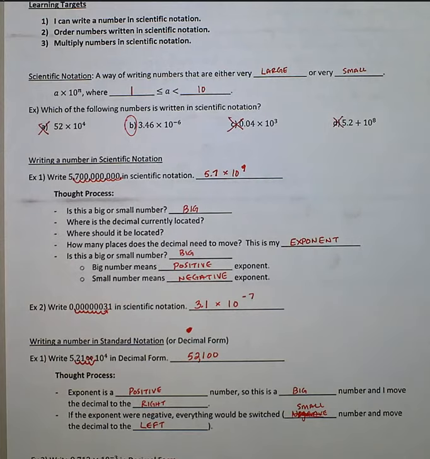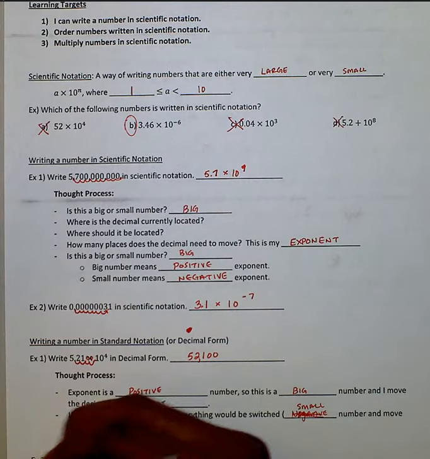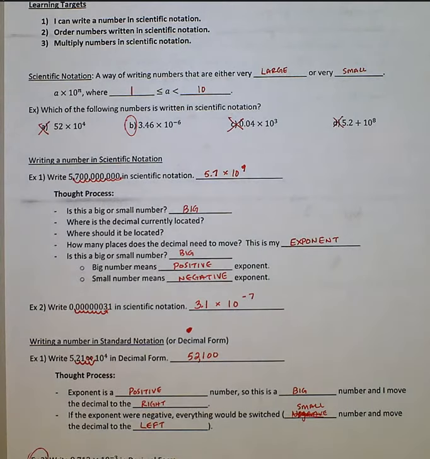Okay, so write 9.713 times 10 to the negative third in decimal form. I'll have you guys do that on your own, so make sure you do that for me.